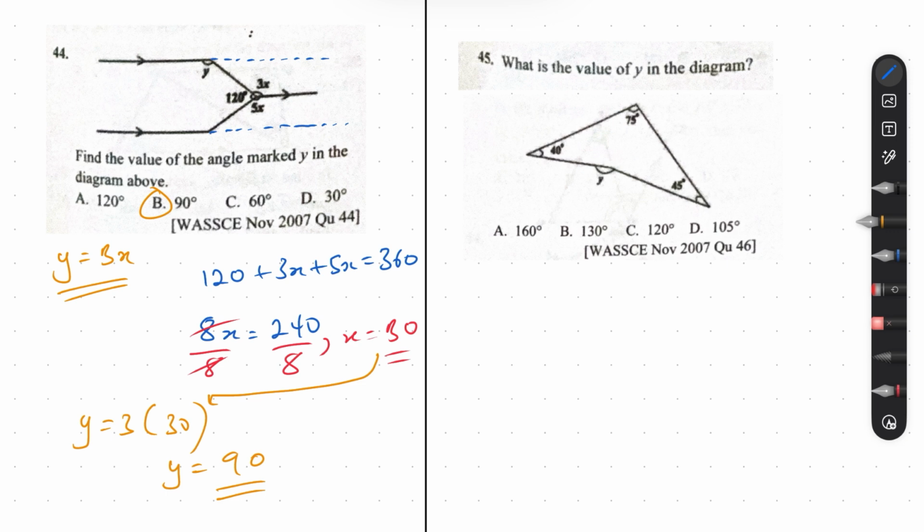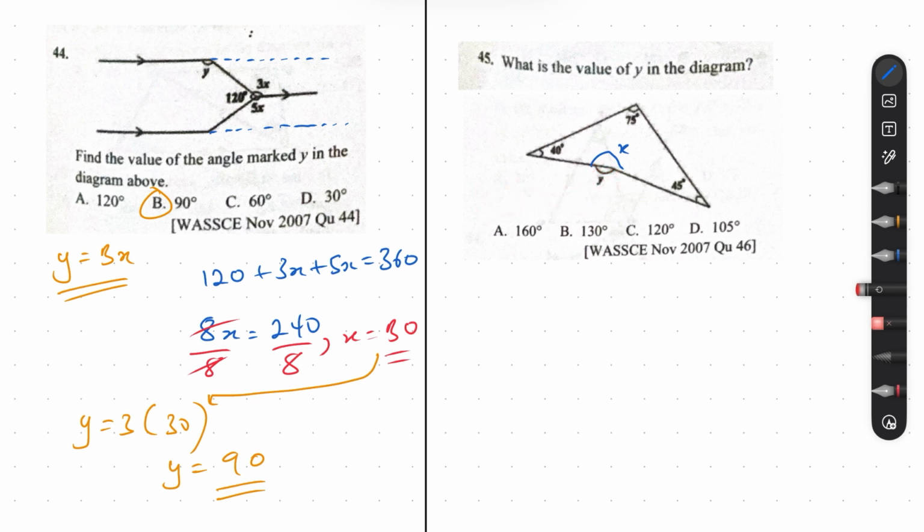It says, what is the value of y in the diagram? Now, how do you find y in the diagram? What we know is that this is a four-sided, let's call it a polygon. It's a four-sided figure. Now, this is a point right here. So we know that the angles at a point add up to 360. So imagine we say this angle here is equal to x. That means this angle here will be equal to 360 minus x, which is y.